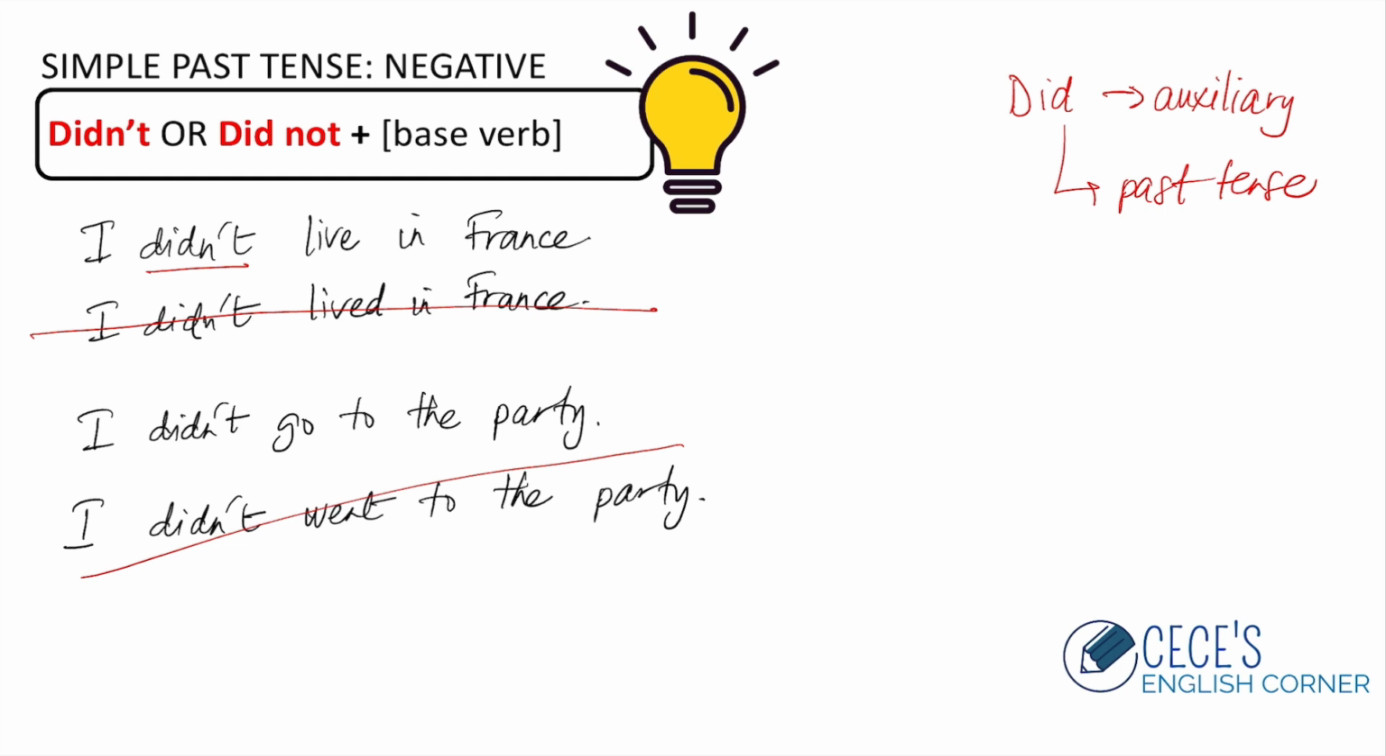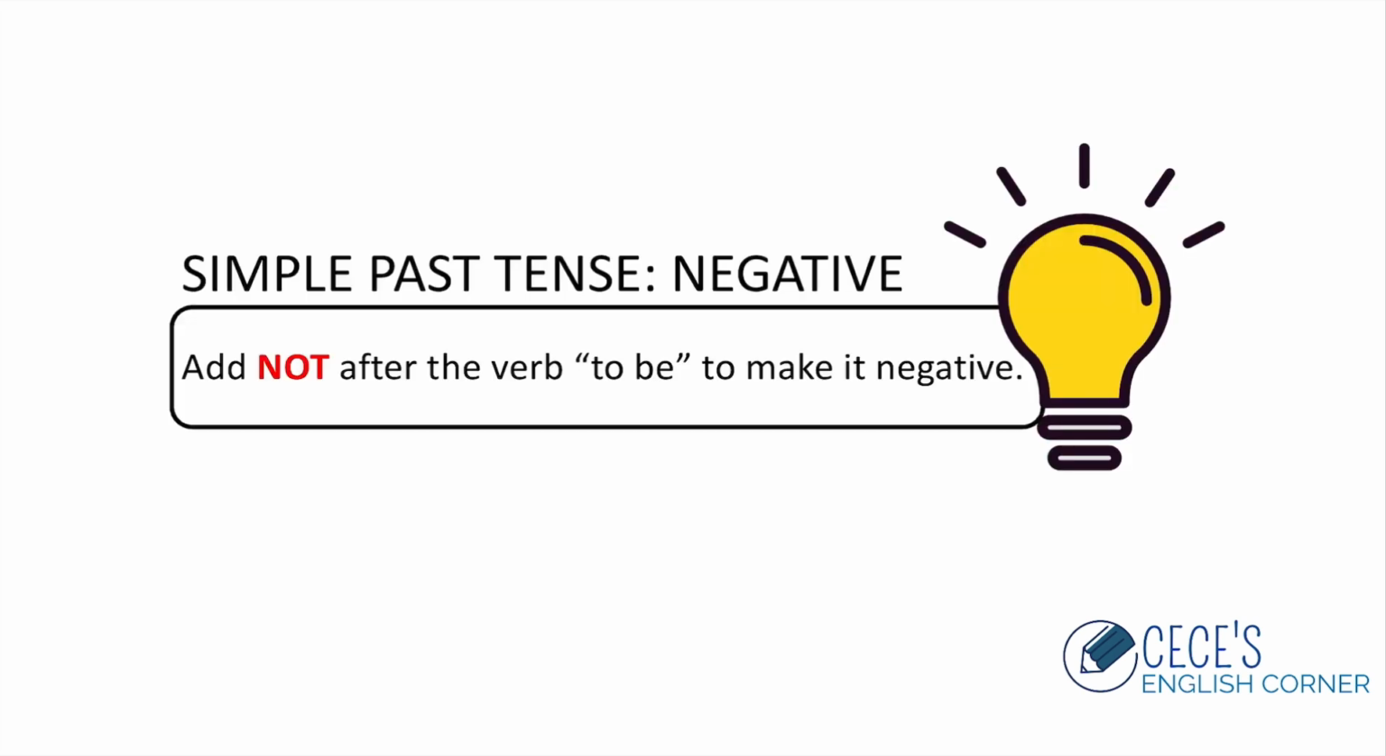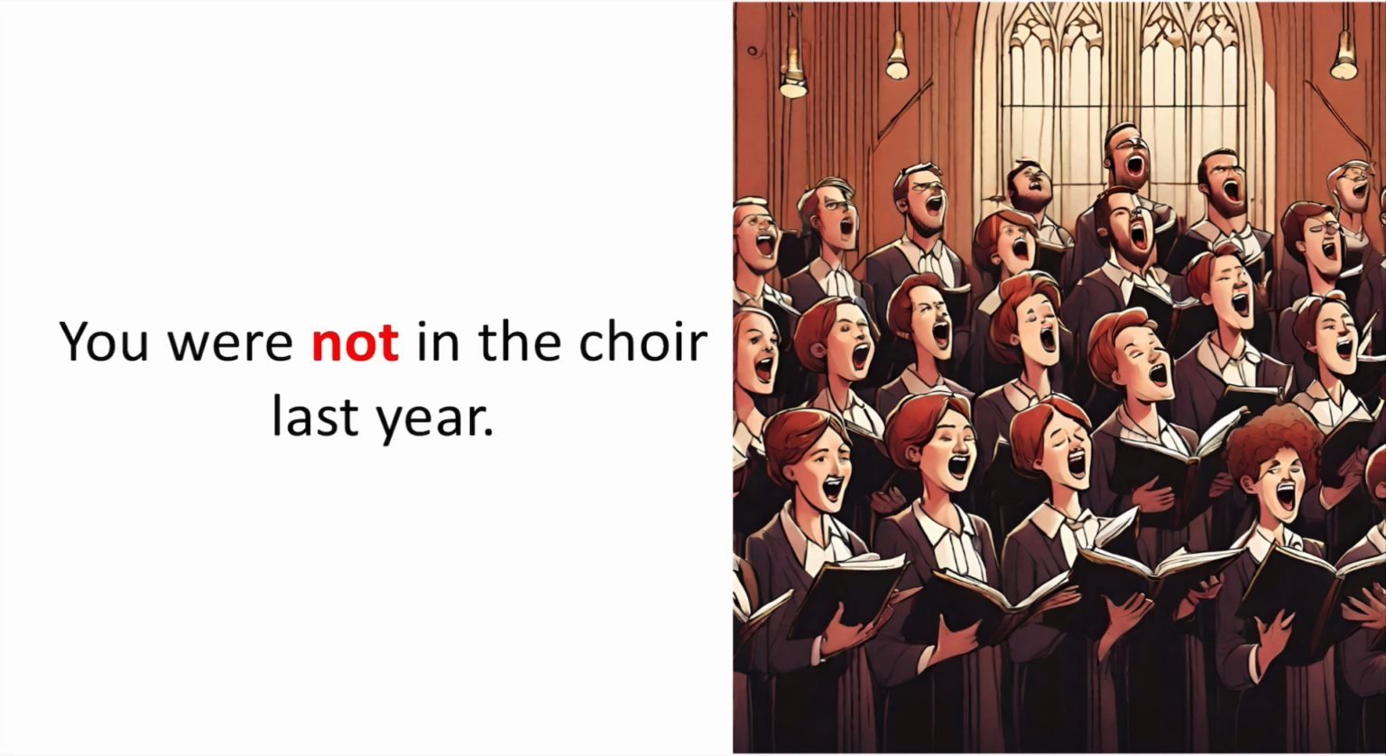For the verb to be, we just add not. For example, I was not there, or I wasn't there. You were not in the choir, or you weren't in the choir.